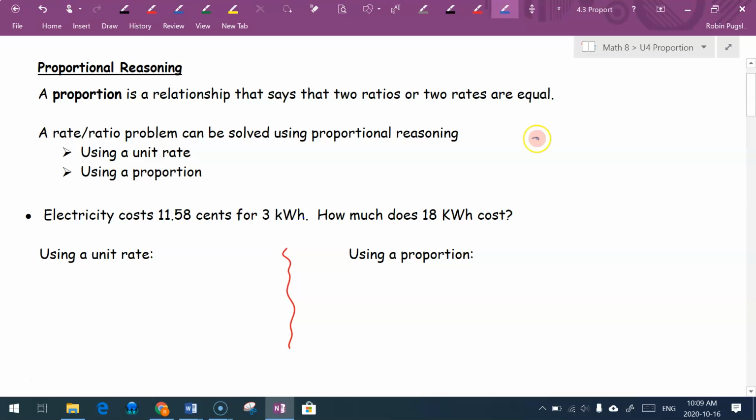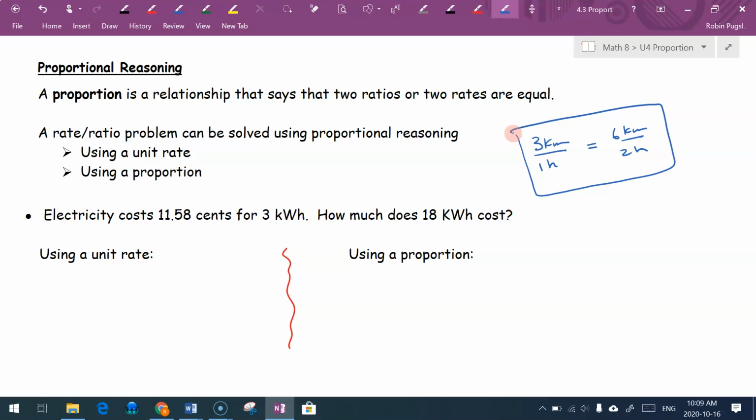So if we have like 3 kilometers per hour, and we say 6 kilometers per 2 hours, those are equivalent rates, and they are in proportion, right? If I double the numerator, I double the denominator. So by making two ratios or two rates equal, we have proportional reasoning.